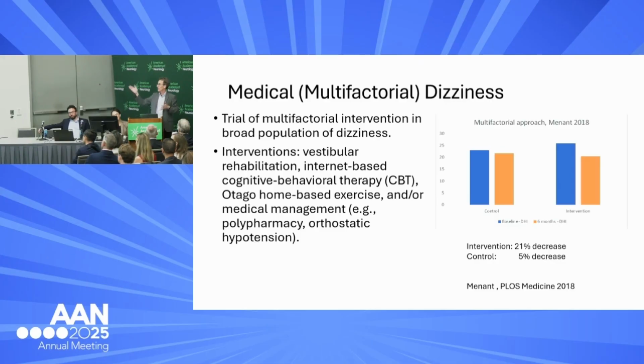And there's a trial where they used a multifactorial approach to patients presenting with dizziness that used all these different components. It showed that the intervention group had about a 20% decrease in dizziness, and the control group stays about the same, about a 5% decrease. So this broad approach is something we should really be paying attention to, particularly in people who are highly likely to have medically associated dizziness. You can say the same thing about mental health.